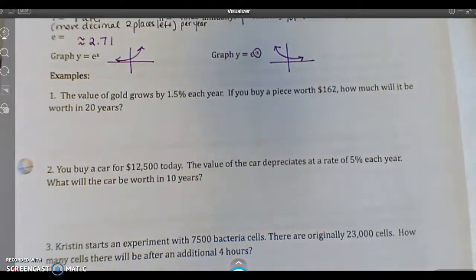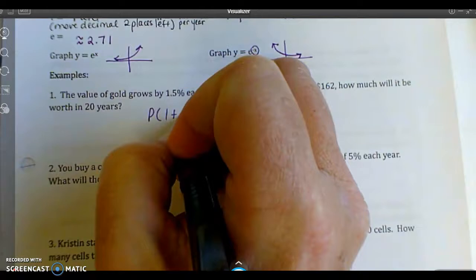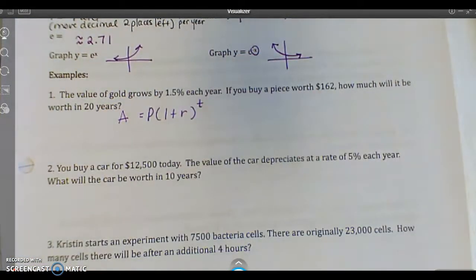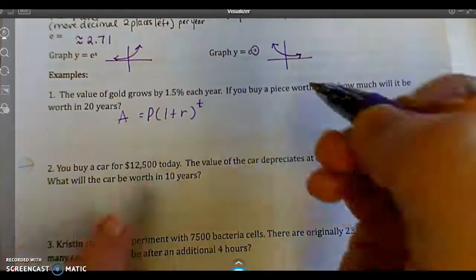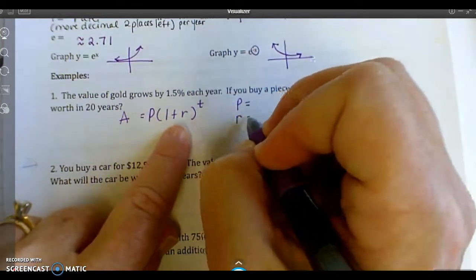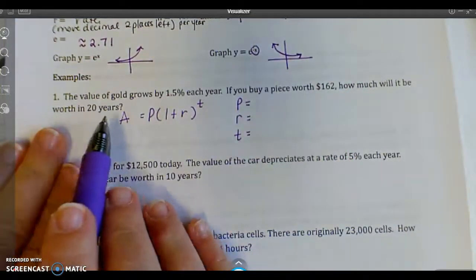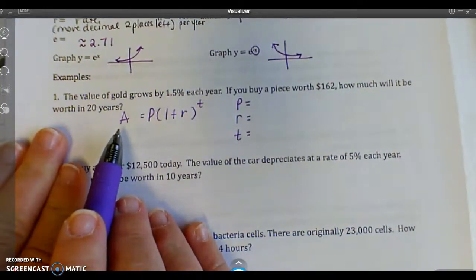Alright, number 1 says the value of gold grows by 1.5% each year. If you buy a piece worth $162, how much will it be worth in 20 years? Okay, I don't see the word compounding, so I know I'm going to use that first equation. So I'm going to have P plus R to the T. Okay, and that means I need to fill in everything. So I need to figure out what P is, I need to figure out what R is, and I need to figure out what T is, because it wants to know how much it's going to be, and that's what A is. So A is what I'm looking for.